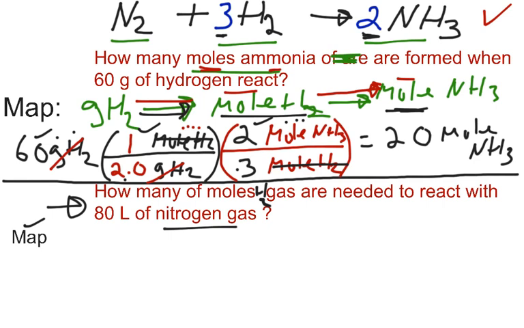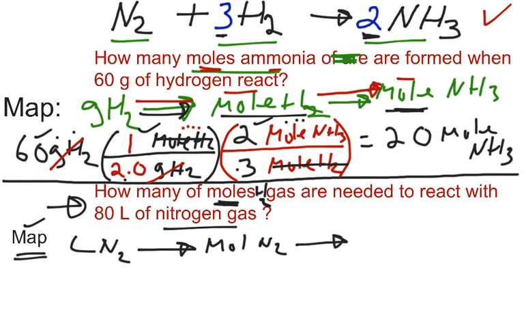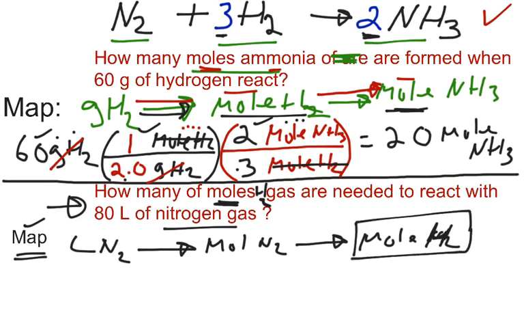Okay, guys, we're winding down. We are mapping it out first, so we're starting with liters of nitrogen gas. We want to go to moles, so we're going to change liters of nitrogen gas to moles of nitrogen gas. Now the problem is not done because we're looking for moles of H2, moles of hydrogen gas. So we're going to change moles of nitrogen gas to moles of hydrogen gas. Here we go. That's our final goal right here: moles of hydrogen.